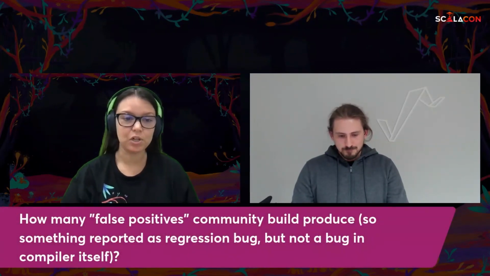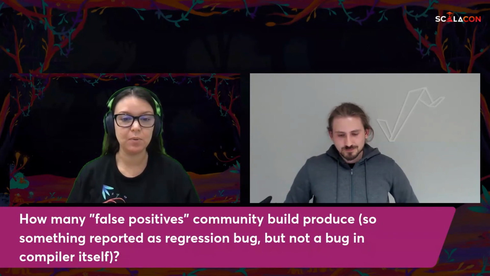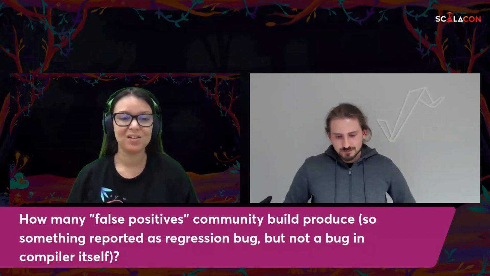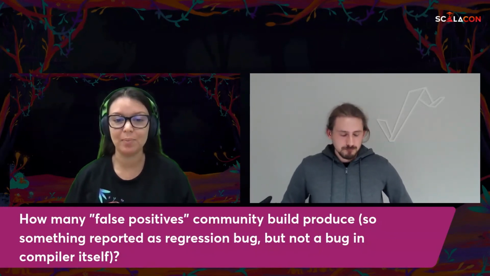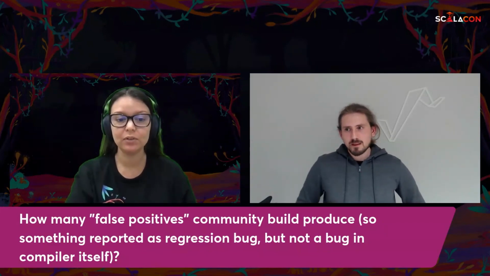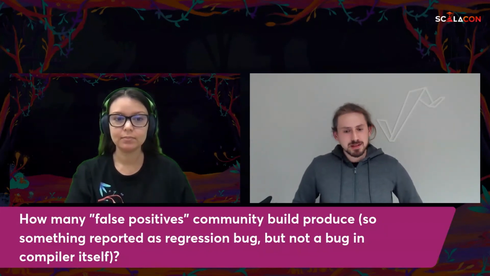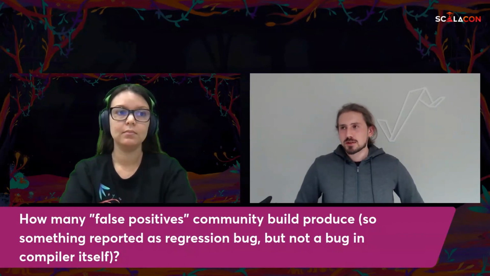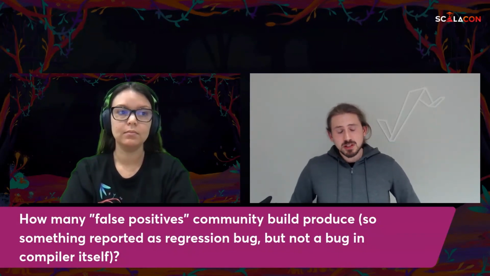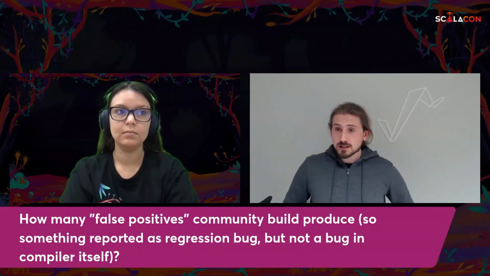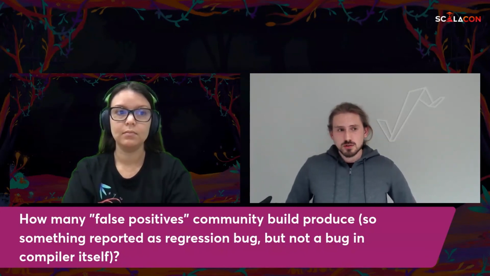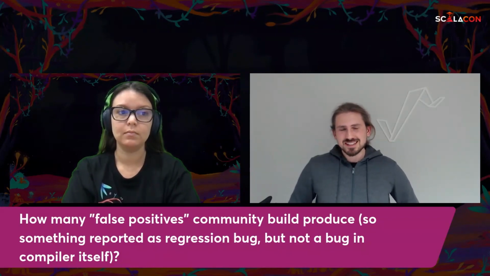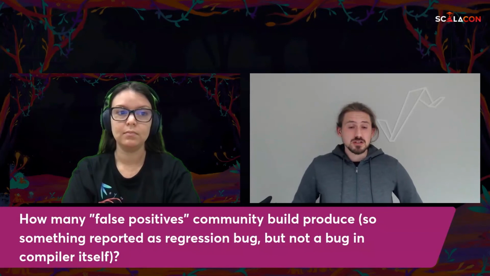Our next question is, how many false positives do community builds produce? So, something reported as a regression bug, but not a bug in the compiler itself. I would say that it depends. Whenever you create a new issue in the compiler and you think that something might be a bug, if you are not sure, we would typically try to answer whether it follows the actual specification of the language.